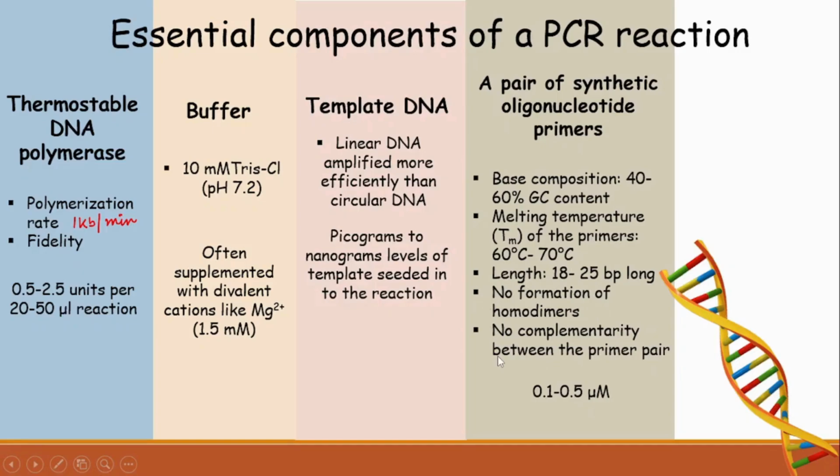Fourth and fifth, there should be no formation of homodimer or heterodimers in the primer. What do I mean by homodimer? If there is self-complementarity or repeated sequence within the primer sequence itself, it will have a tendency to form a hairpin-like structure. Now, these hairpin-like structures are very stable and they would basically sequester the primer and not allow it to bind to the template DNA. So while designing the primer, you have to be very sure that there is no complementarity in the primer sequence itself.